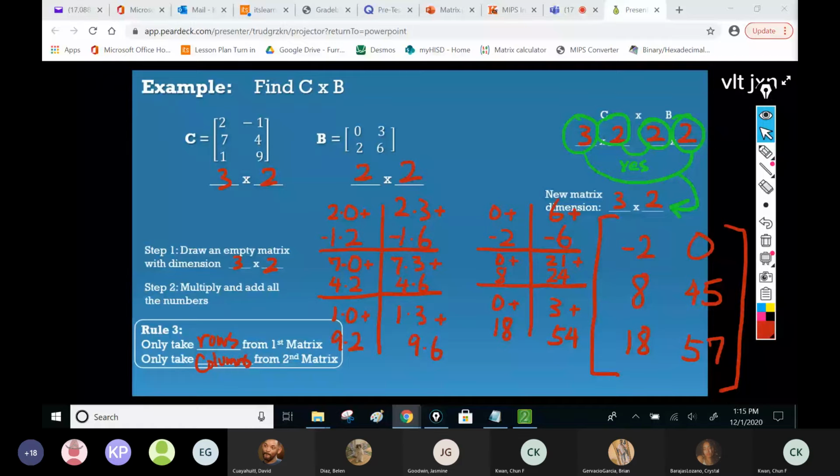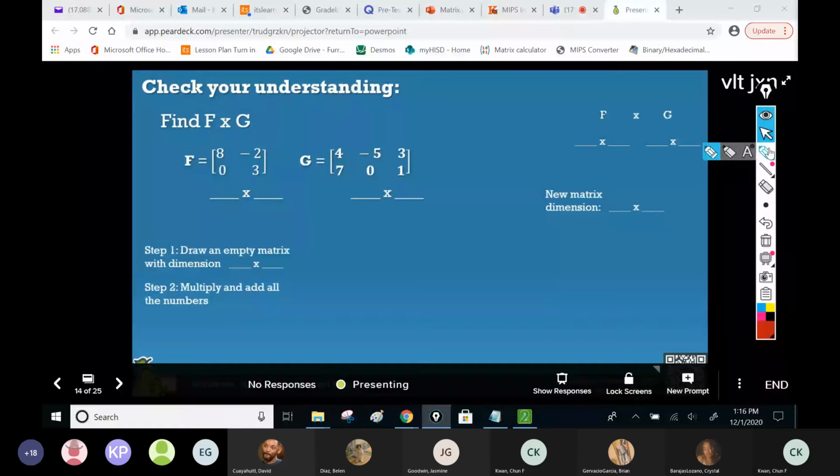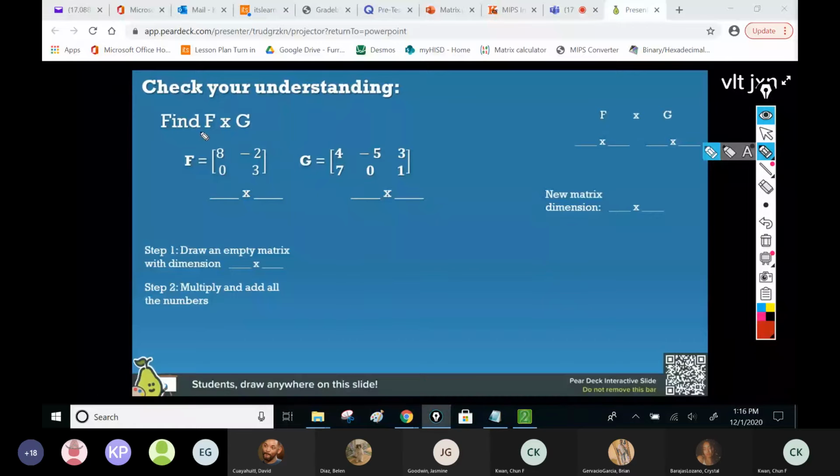All right, now I want you guys to give it a try. I want you guys to try the next one. Okay, so check your understanding. I want you to find matrix F times matrix G. All right, matrix F times matrix G.